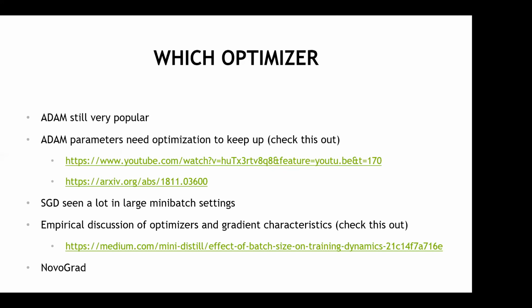Which optimizer was scratched yesterday? Also, Adam is still popular, but the new kids on the block are Novograd and LAMB, I would say. In my best experience, I've done it with SGD in large mini batch settings. So that's a good combination still.